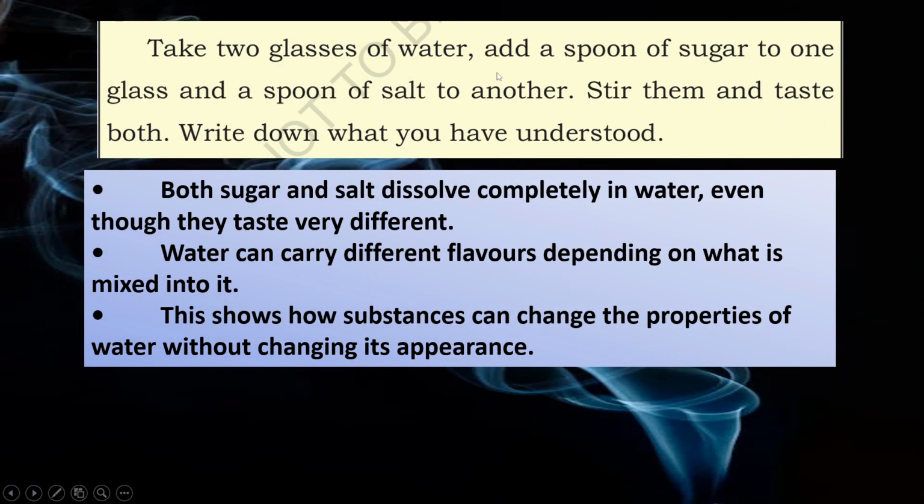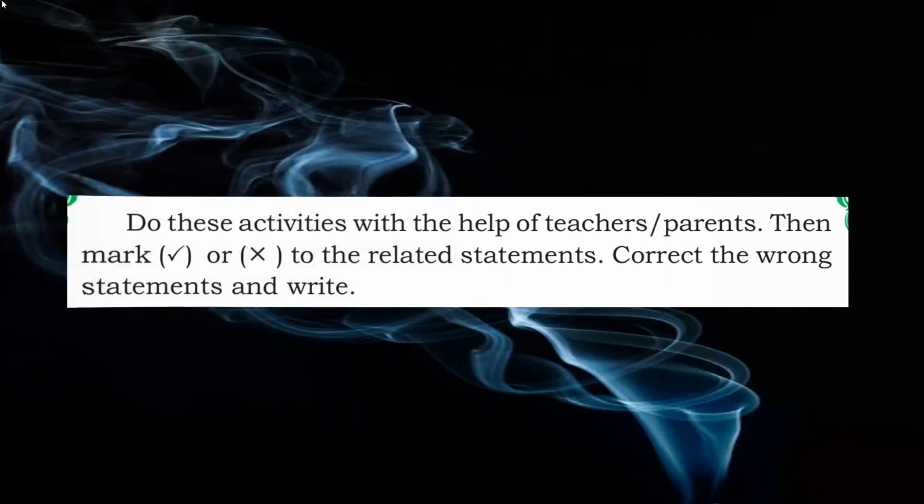Take 2 glasses of water, add a spoon of sugar to one glass and a spoon of salt to another. Stir them and taste both. Write down what you have understood. Both the sugar and the salt dissolve completely in the water, even though they taste very different. Water can carry different flavors depending on what is mixed into it. This shows how substances can change the properties of water without changing its appearance.